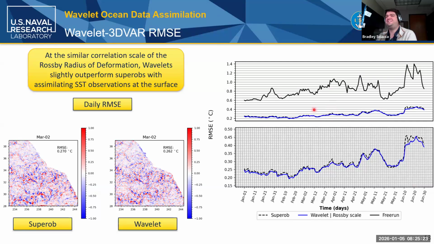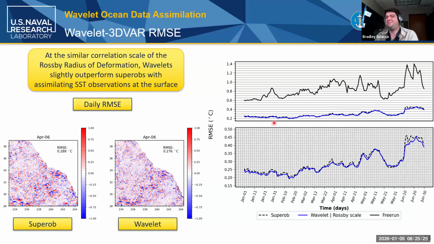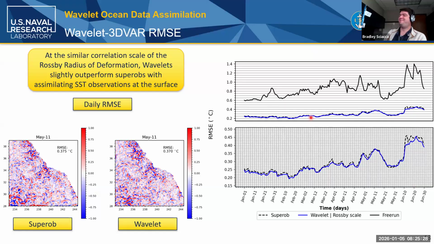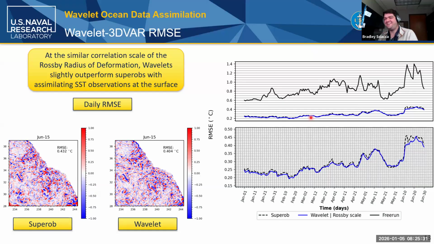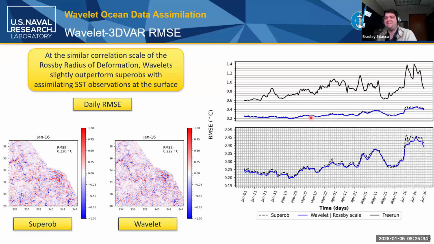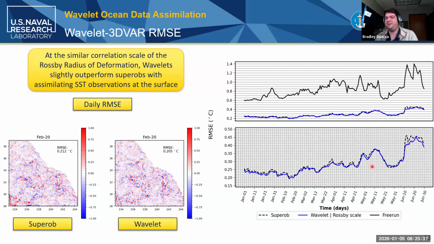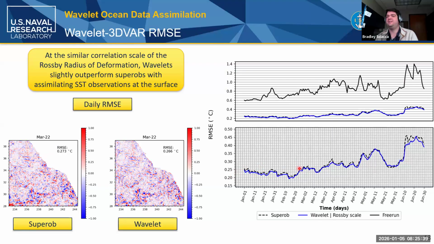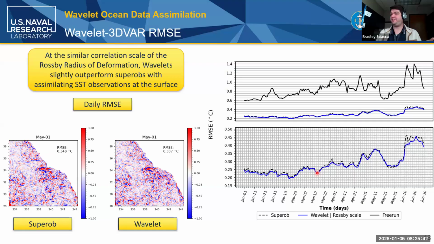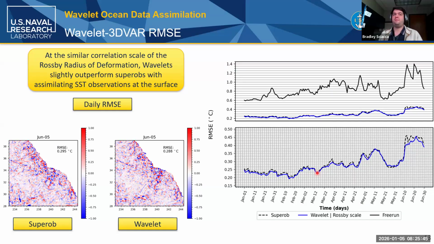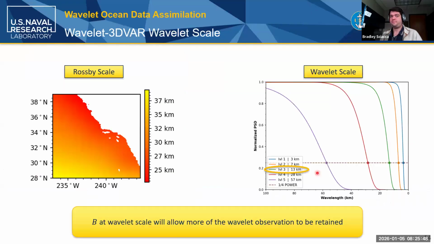So all that to show that we have a free run and we have our superobs and wavelets, but they're basically on top of each other. This at first was pretty disheartening when we first saw it. Our wavelet run is in blue here and our superob run is dashed. The wavelets are just ever so slightly outperforming the superobs, but we realized that the correlation scale for the background covariance operator might be the issue, because the correlation operator is at Rossby scale, which is what the superobs were made at, roughly 32 kilometers on average.